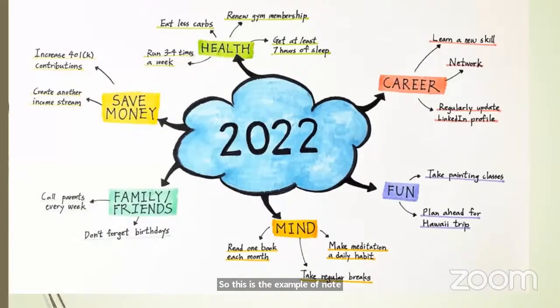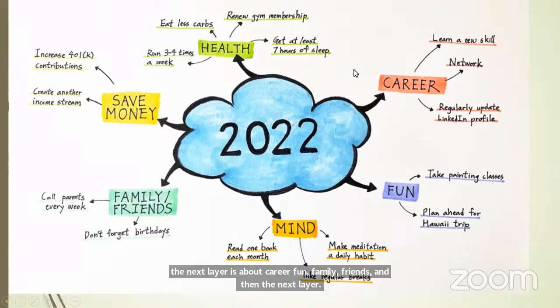It has to be clear. If it is asked, what are your goals for next year, 2023 or 2022? So you can tell about your career, fun, mind, family and friends, about money and about health. So all these points you have to write. You can develop it at least in 3 layers like 2022. So the next layer is about career, fun, family, friends, and then the next layer. So at least in 3 layers, you have to draw the mind map.